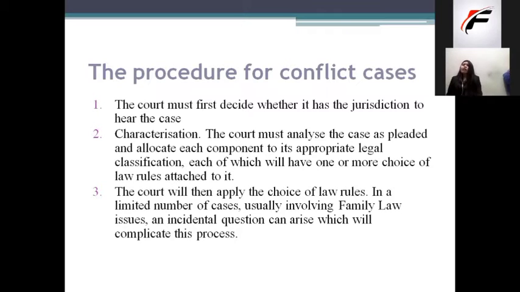So first, the court will decide whether it has jurisdiction to hear the case. After that, the court will do the characterization with the connecting factor, and then the court will apply the choice of law rules, and then some incidental questions can arise. So that is the procedure.